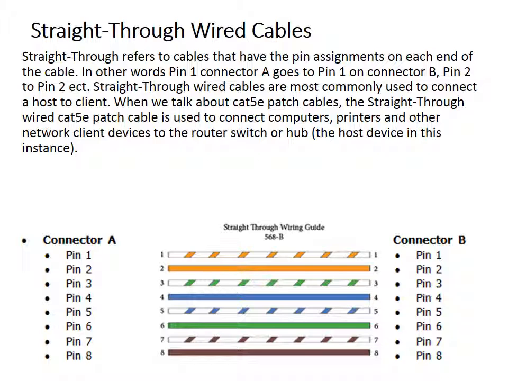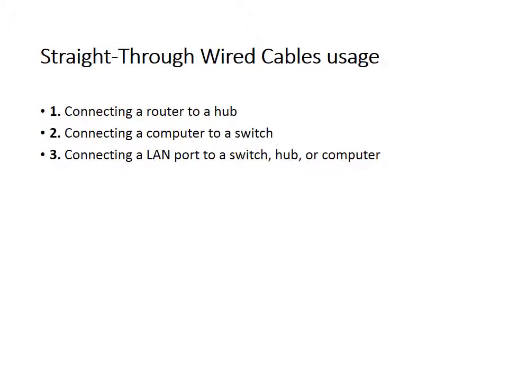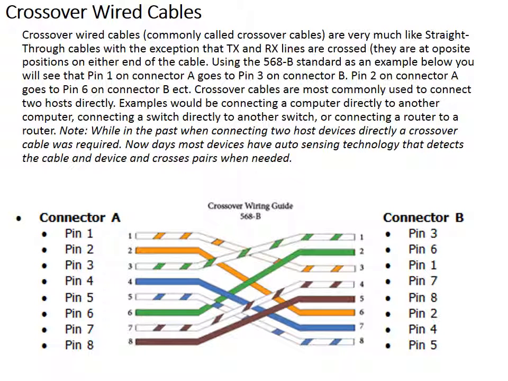Straight-through wired cables are most commonly used to connect a host to a client. When we talk about CAT5E patch cables, the straight-through wired CAT5E patch cable is used to connect computers, printers, and other network client devices to the router, switch, or hub, the host device in this instance. Straight-through wired cables usage.